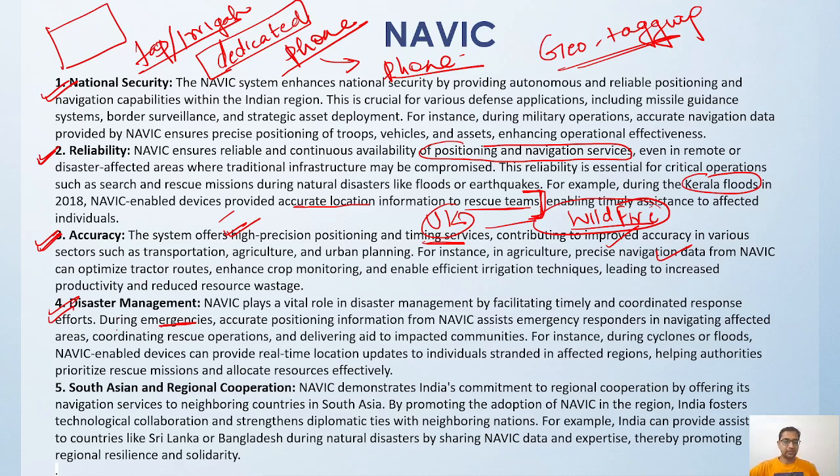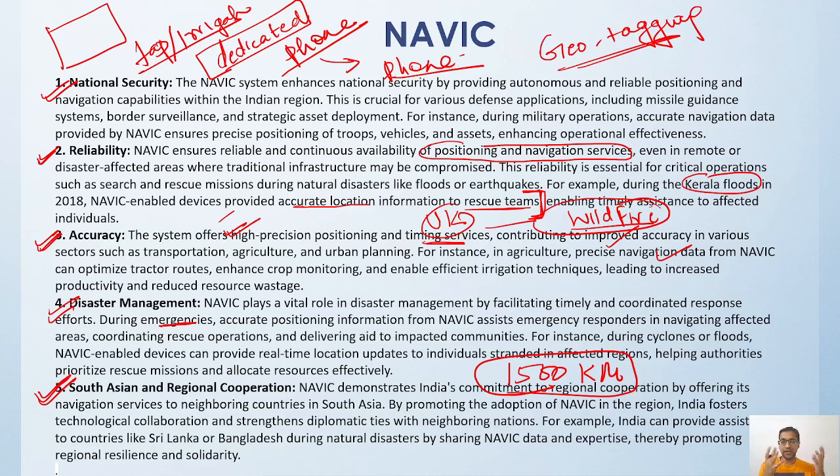Okay, then we have South Asian and regional cooperation. This is spreading around 1500 kilometers of area from the borders of India. So we will be providing our services to the South Asian nations also, like Sri Lanka and Bangladesh, up to some part of Saudi Arabia, and the whole of South Asia, and we are moving towards Indonesia if they want that.